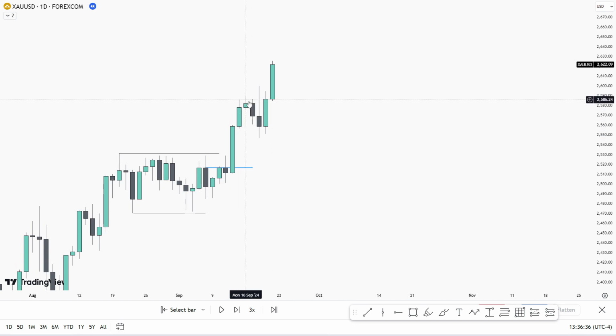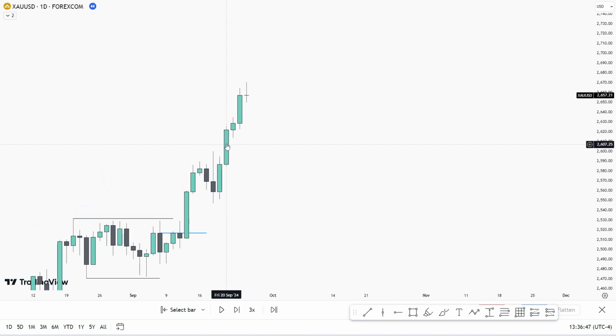Going into the new week, we had a retracement into this fair value gap and a reversal into expansion to the upside. Now we have 4 days of expansion, so I would wait for another phase to unfold and then trade it in the direction of the trend.